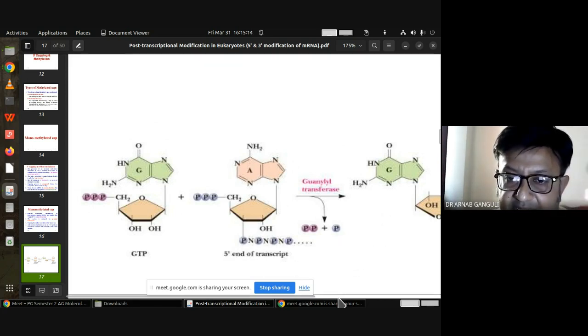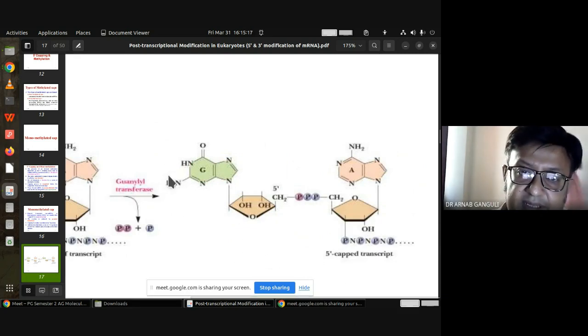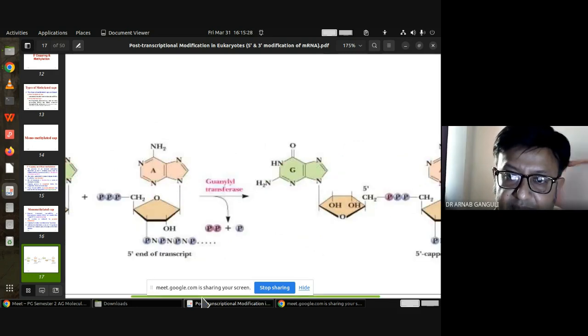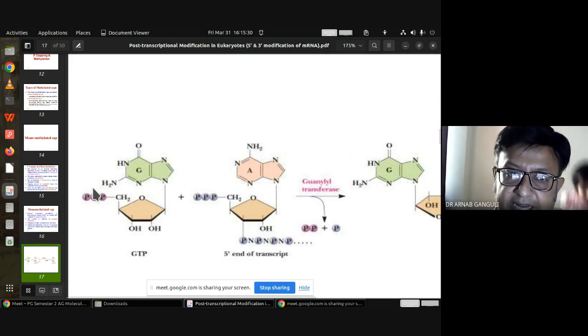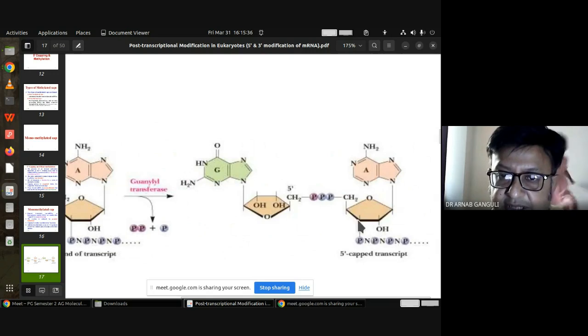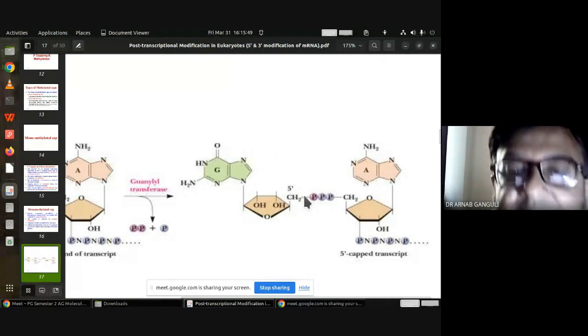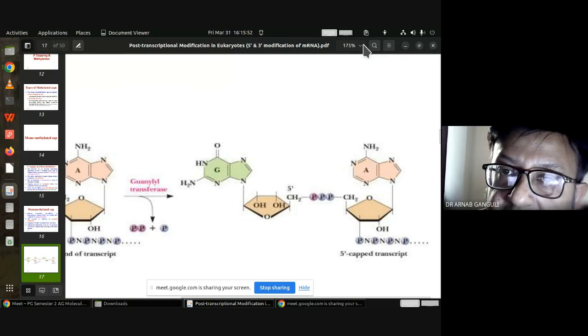What happens over there is, with the presence of this guanylyl transferase, this PP is eliminated out. 2 PPs are eliminated out and 1 PP remains. That gives the energy to this reaction, and basically another phosphodiester bond is formed. This is the 5' cap, and it happens at the 7th position. This is the 7th position of the guanylyl. Clear?